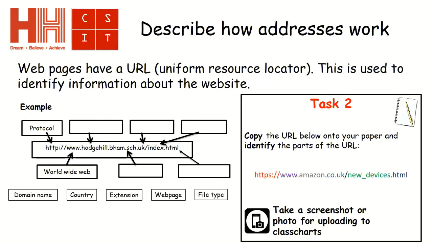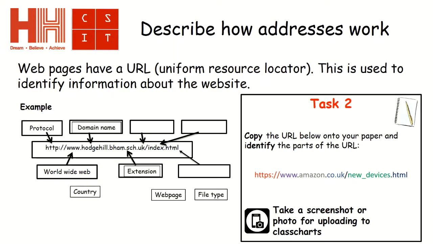Next is Hodge Hill. Now, this is the domain name, and this is followed up with the extension .bham.sch and the country .uk. Obviously, being in the UK, that's why we have .uk, but in other countries they will have their own country code. For example, France would be .fr. That's the main website address.